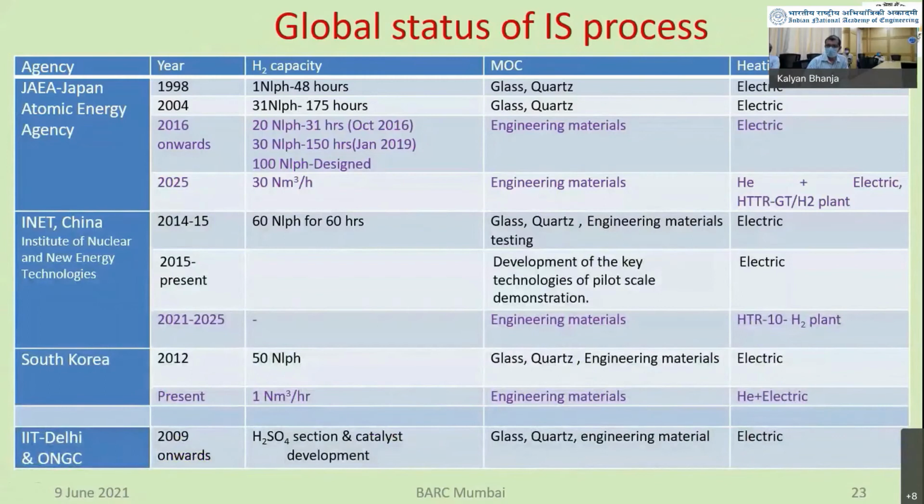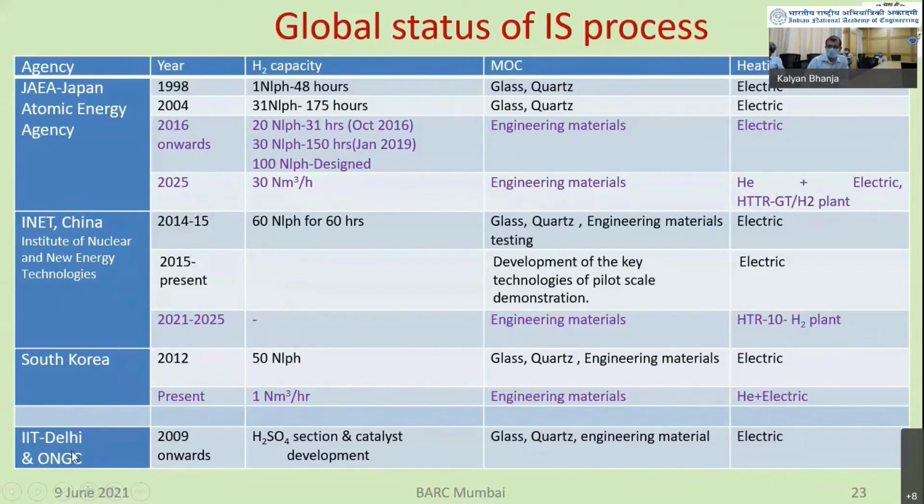Coming to the global status of the IS process, Japan, China, Korea, and USA have been working on it, we know that. Japan is aiming by 2025 for a 30 normal meter cube per hour hydrogen capacity plant using engineering materials, with helium and electric heat. Similarly, China talks of an STR-10 hydrogen plant with engineering materials, again by 2025. And South Korea is working on a 1 normal meter cube per hour engineering plant of hydrogen using engineering materials, helium and electric as the heat supply.